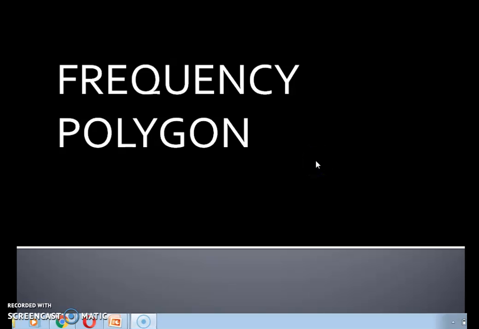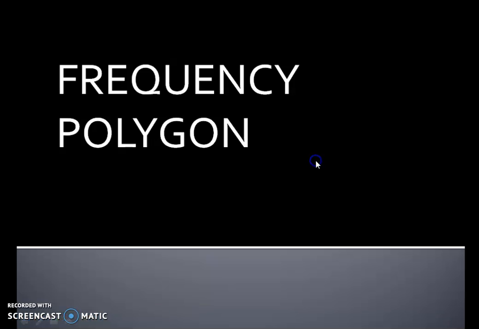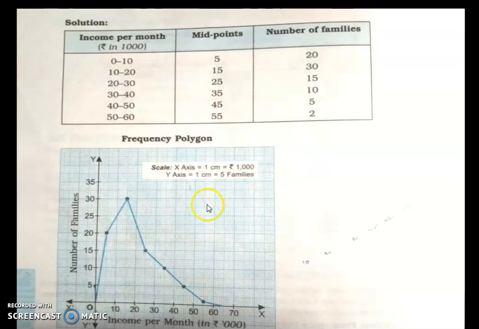So now let's have a look at frequency polygon, how to construct a frequency polygon. This frequency polygon is similar to histogram only, but it uses line graph to represent the data. So I've taken the example from your textbook itself. Herein the income per month is given in 1000 and the number of families.